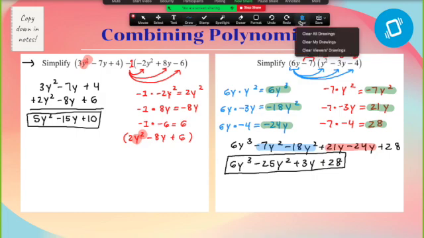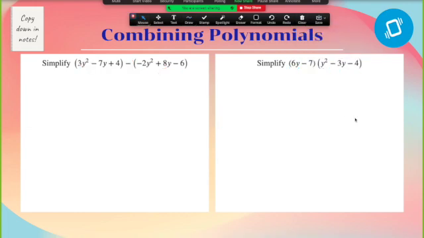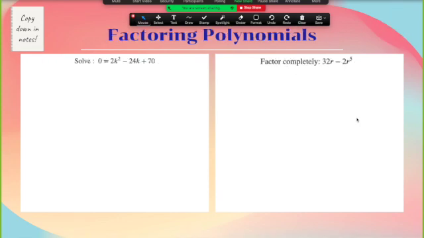Alright, let me clear it. And let's look at the last one. Last one is factoring polynomials. So for this one, we're being asked to solve for 0 equaling 2k squared minus 24k plus 70. I'll give you a few minutes to try this out on your own first.